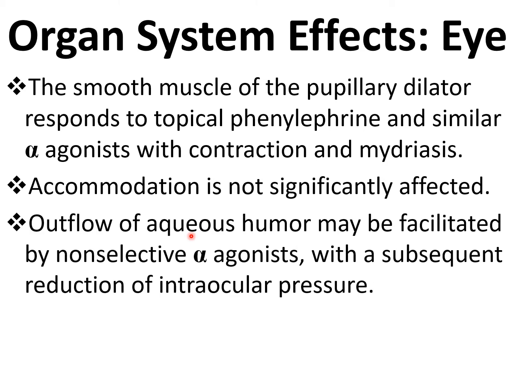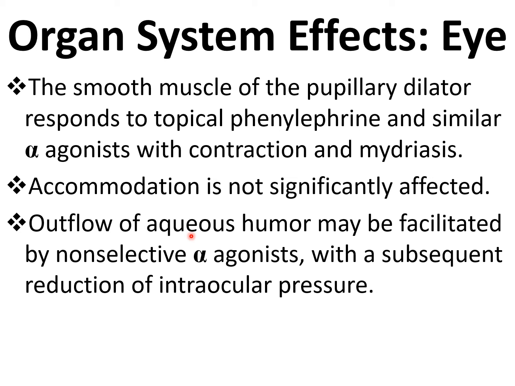Aqueous humor outflow may be facilitated by non-selective alpha agonists with a subsequent reduction in intraocular pressure. See this trabecular meshwork and the uveoscleral outflow. You will discuss this when we discuss glaucoma and other aspects. So the outflow of aqueous humor may be increased, hence the intraocular pressure may be reduced.